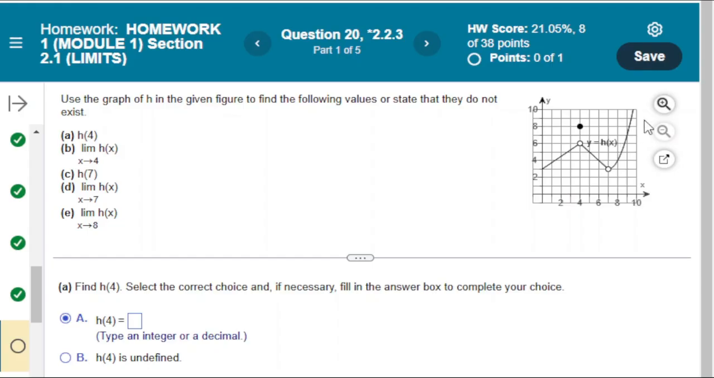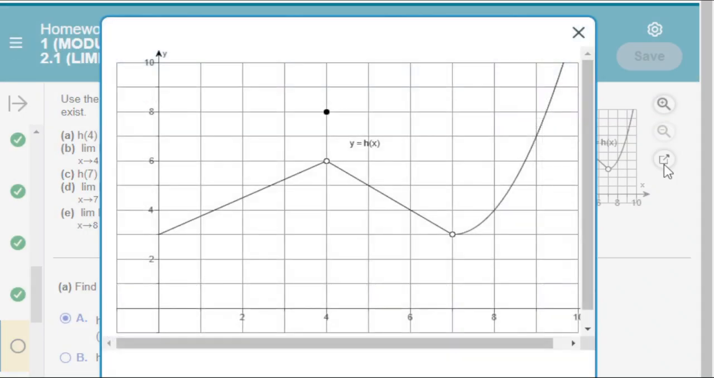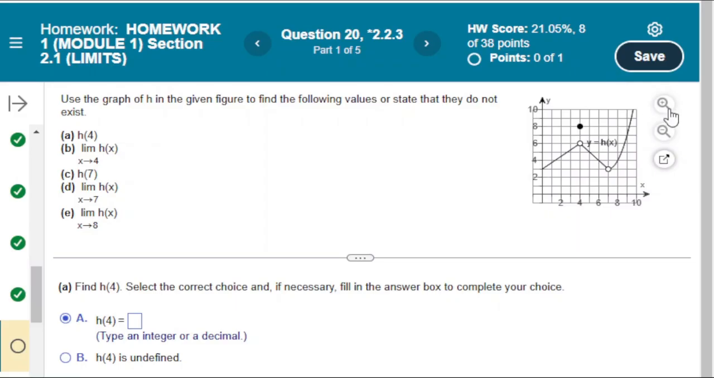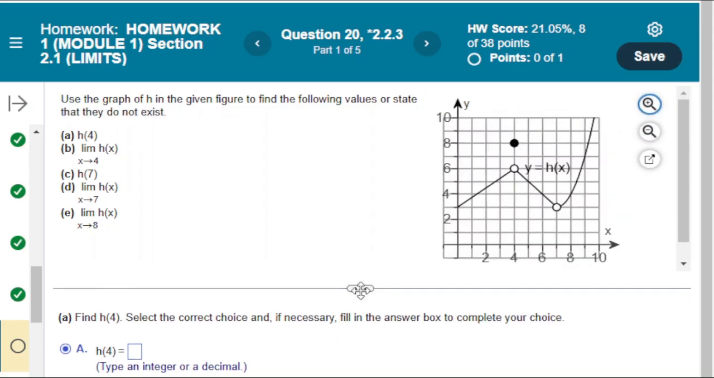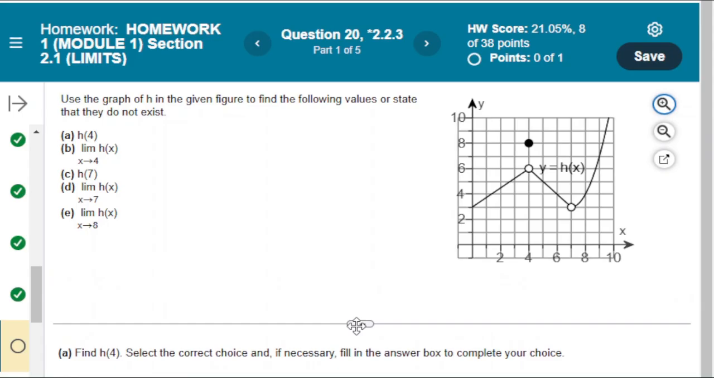Well, notice it's a little tricky to see the graph. By the way, you can get it to pop out by pressing this bottom button. It pops out. I don't always necessarily like the way the graph looks when you do the pop out one. So you can maybe do the zoom in button. So let's zoom in a couple times. And by the way, you can move this up and down right here to kind of see things a little bit better. So the question is, what is h of 4?